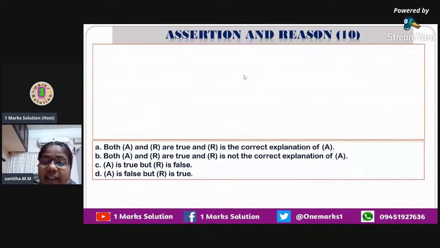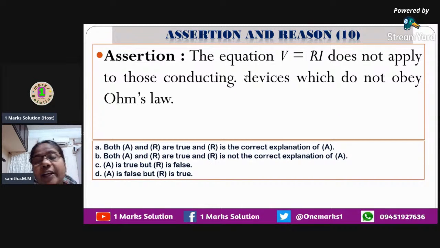Now we can go for the 10th one. The equation V is equal to RI does not apply to those conducting devices which do not obey Ohm's law. Now, obey Ohm's law means what is it? Those materials which obey Ohm's law, we can call it as ohmic material, and those which do not obey, we can call it as non-ohmic material. Two materials are there. We will study in detail in higher classes. A good example of non-ohmic material is semiconductors. All the semiconductor devices are non-ohmic material.